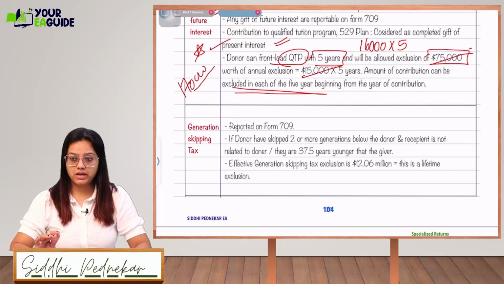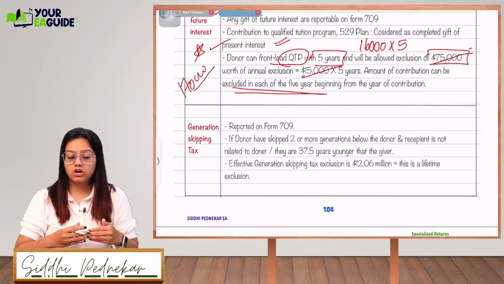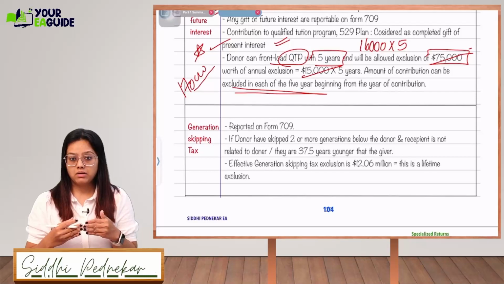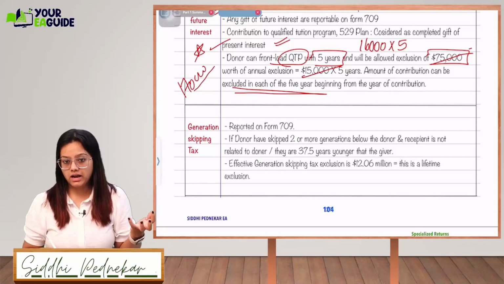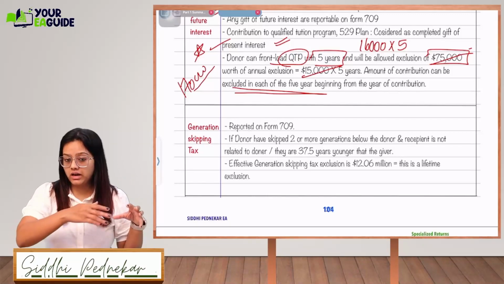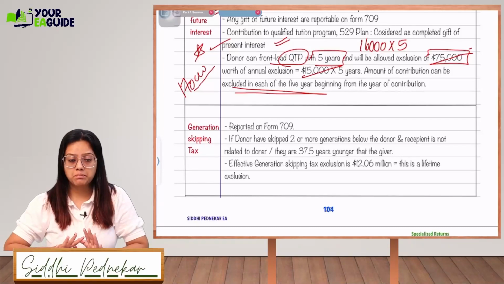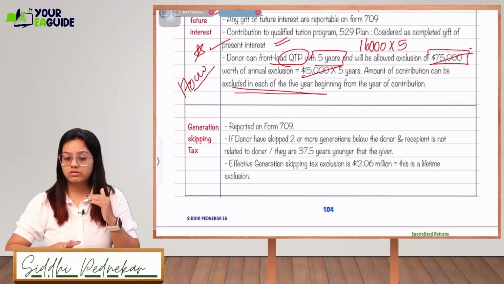Next is generation skipping tax. What we have understood is that this applies whenever you are skipping a generation. Let's say my grandfather has gifted me something, so he has skipped one generation, he has not taken my father into consideration and then he gifted something to me. That is called generation skipping. One generation is skipped and then you receive a gift.